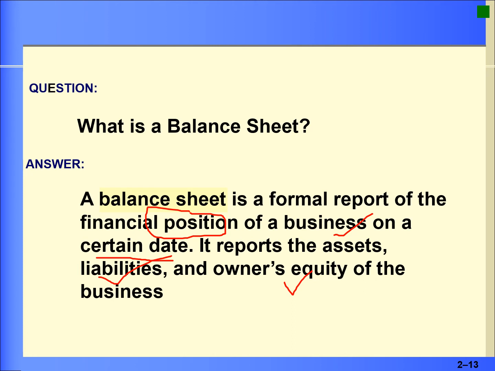And when we put up the accounting equation in a moment, I'm just going to remind you that, simply put, the balance sheet is going to be your accounting equation in detail.